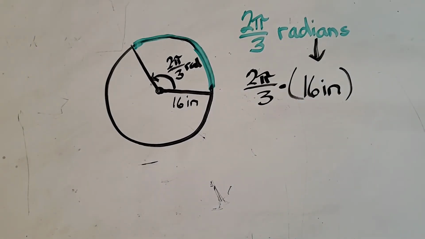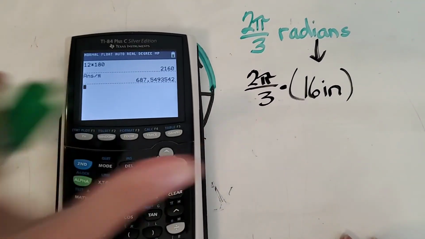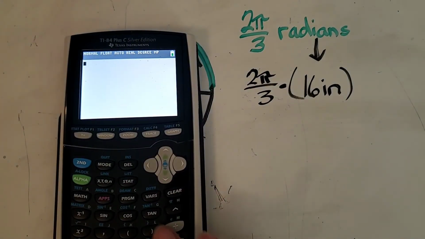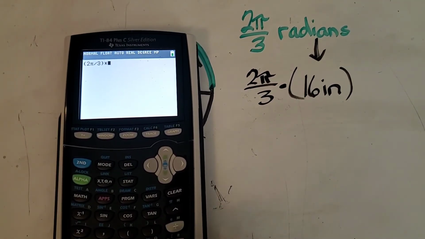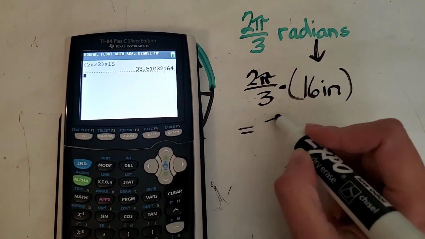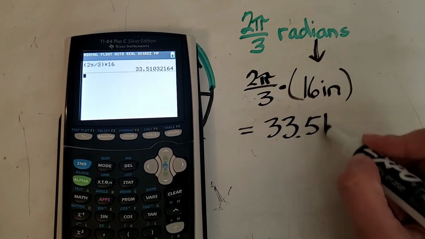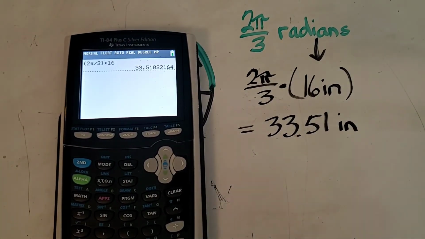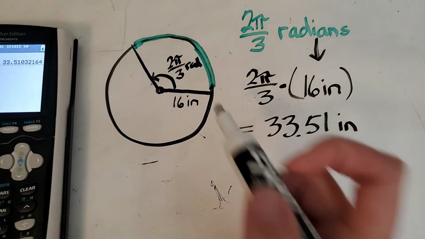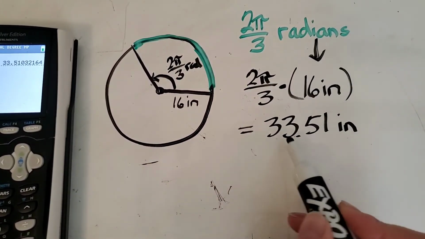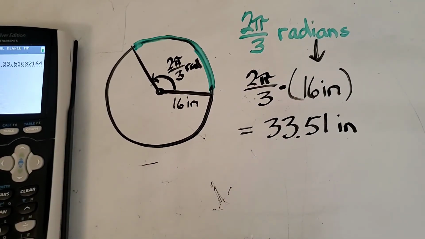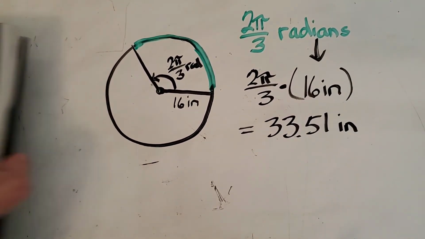So if I multiply 2 pi over 3 times 16 inches, which I'm not going to do in my head, I'm going to use my calculator. So I have 2 pi divided by 3 times 16. That gives me 33.51 inches. I've now changed the unit of measurement of that arc length from radians to the same unit of measurement as the radius, inches. So it's 33.51 inches.